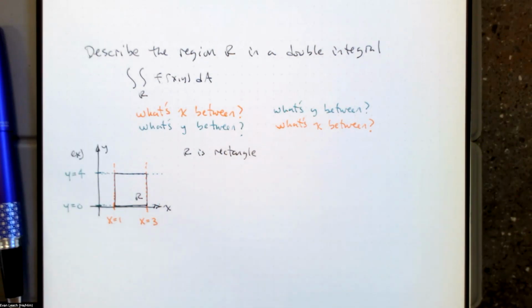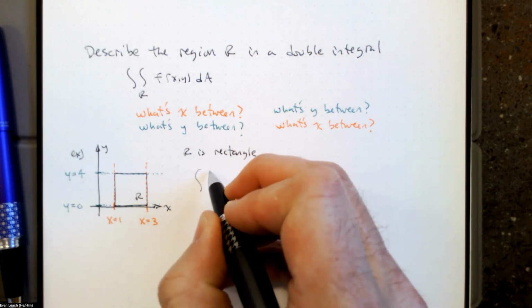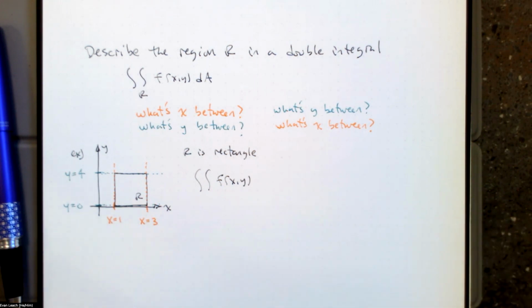This is the best one to start with because this is the most direct extension. A rectangle is just two intervals. X from 1 to 3, that's an interval. Y from 0 to 4, that's an interval. So we've got to tell what to plug into the expression f of xy times dA. Now the dA can come in two varieties. We can write dA as dx dy or dy dx.